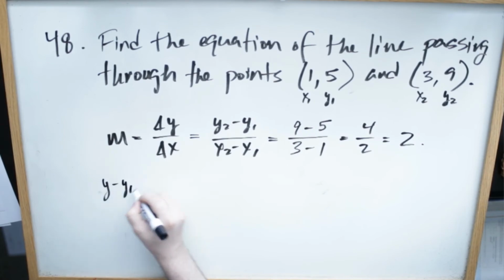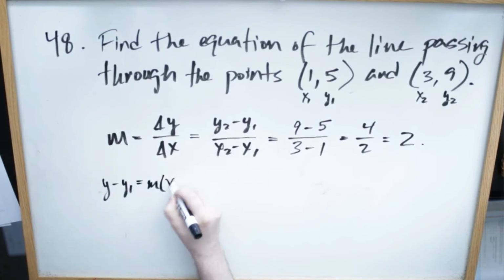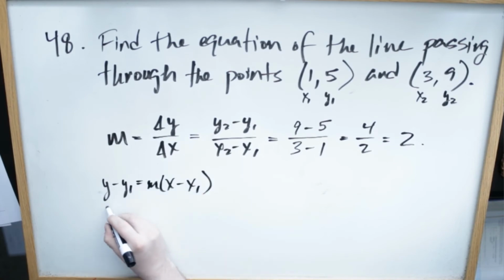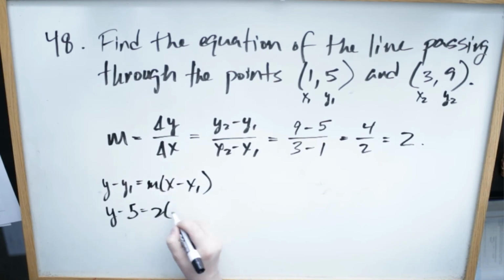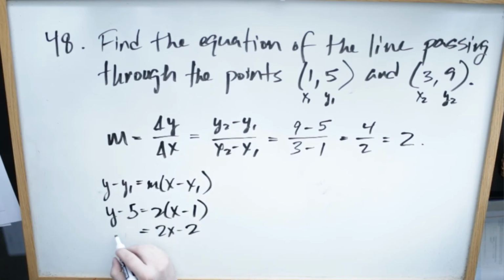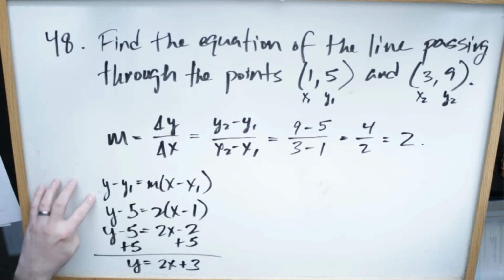y minus y1 equals m times x minus x1. So y minus 5 is equal to 2 times x minus 1. So this is 2x minus 2, y minus 5. Let's go ahead and move things over, so we just add 5 to both sides. Okay, and we get y is equal to 2x minus 2 plus 5, which is going to be a plus 3. Okay, so that's just using this point right here.